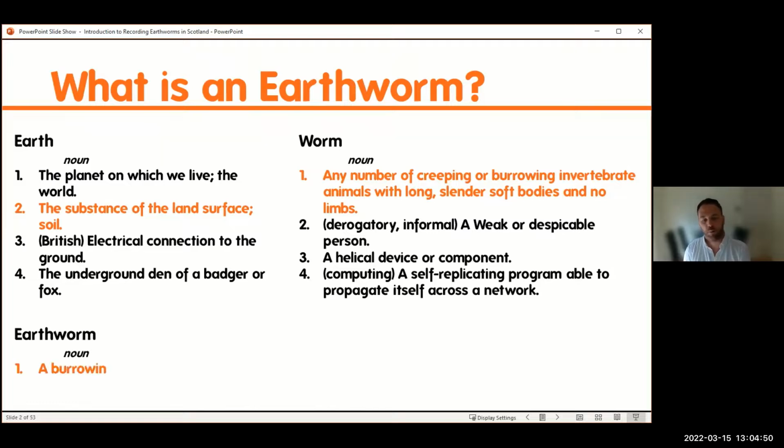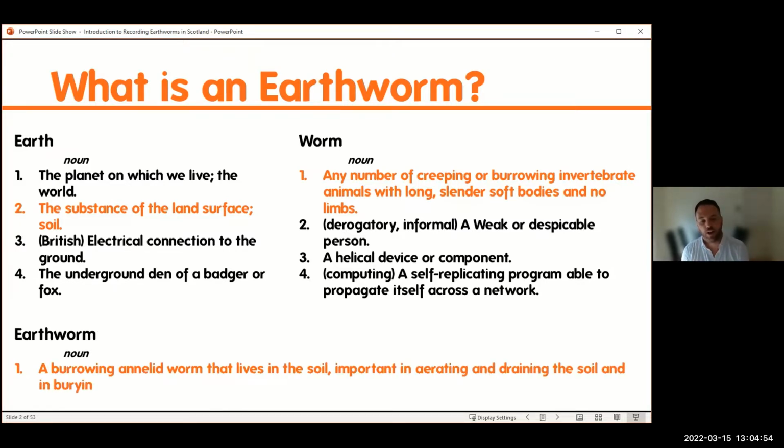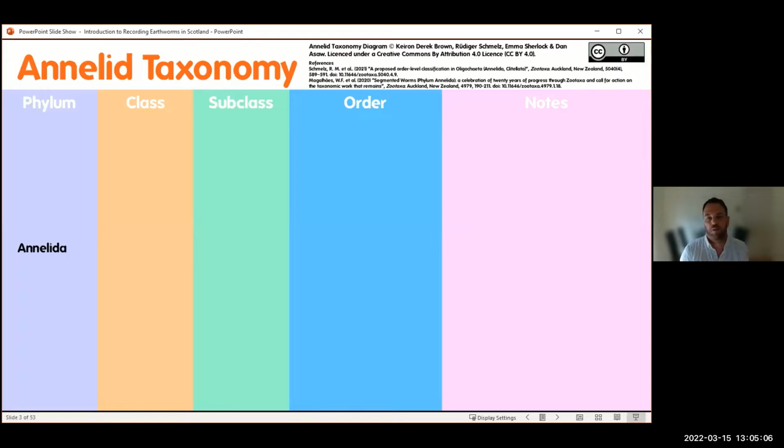So if we put them together, we get the dictionary definition for an earthworm, which is a burrowing annelid worm that lives in the soil, important in aerating and draining the soil and in burying organic matter. So that word annelid may not be familiar to everybody, so that helps us explain where earthworms fit within the animal kingdom. So Annelida, the annelids, are the segmented worms, and they're in a category that we call a phylum.